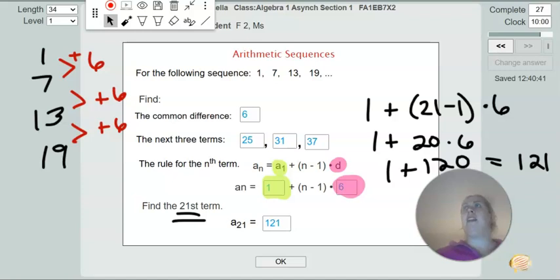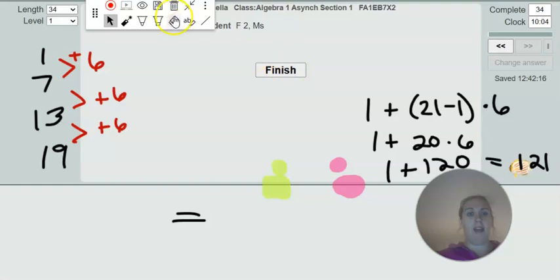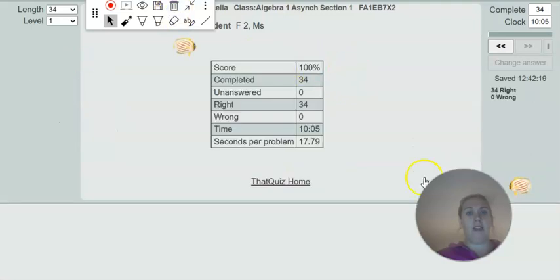And I believe that is the last one. So once you plug that in, you can hit OK and you can hit finish and you should be all set here. If you have any questions on this, please let me know.